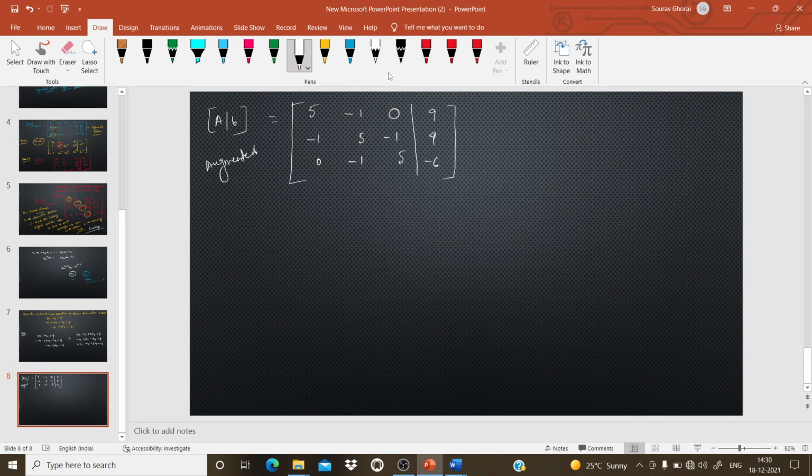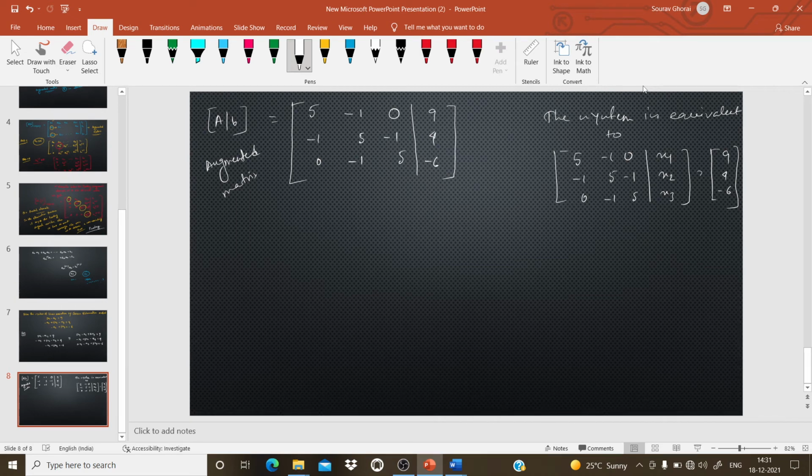This is the augmented matrix, and the system is equivalent to [5 -1 0; -1 5 -1; 0 -1 5] times [x1 x2 x3] is equal to [9 4 -6].